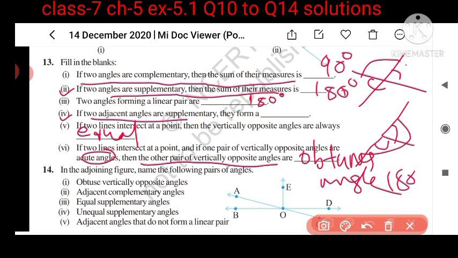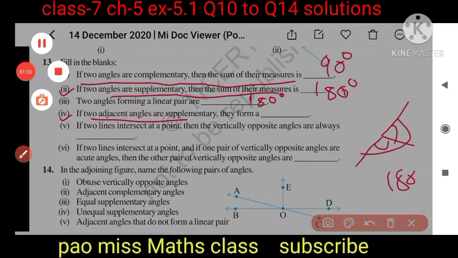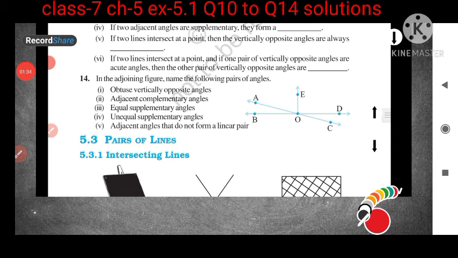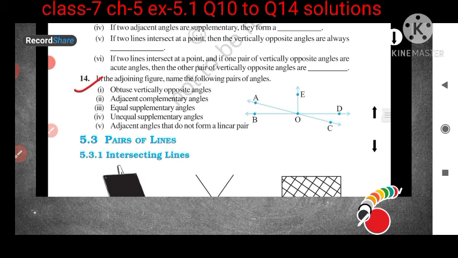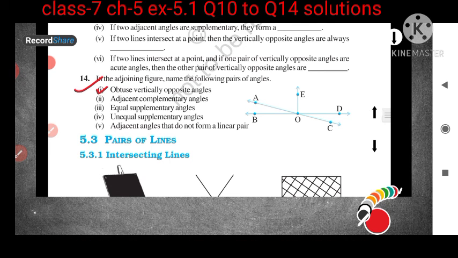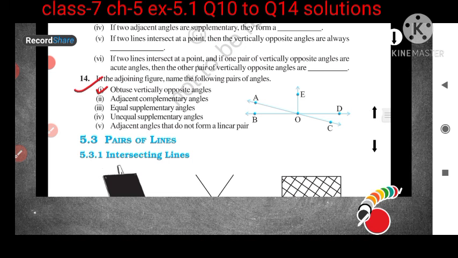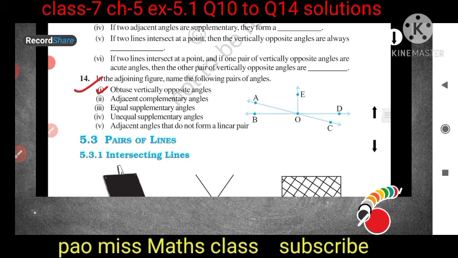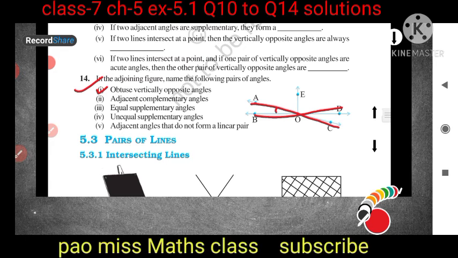Now come to the next question, question number 14. In the adjacent figure, name the following pairs of angles. Now we have to tell the names of the pairs of angles. So the first one is given, obtuse vertically opposite angle. So which will be the obtuse vertically opposite angle? Obtuse means what? Greater than 90 degrees. Now this line and this line are intersecting each other, isn't it?